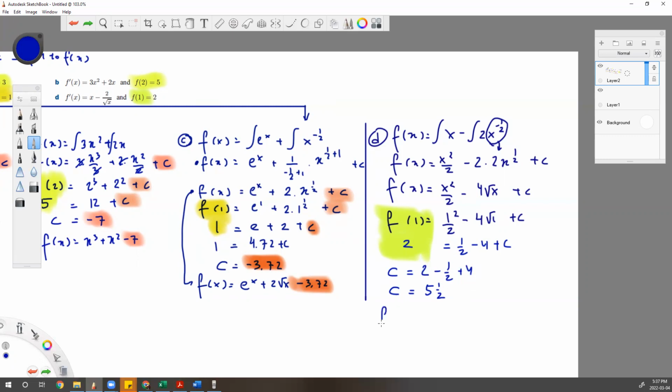So we get the x, we get the c. So back to its original: x squared over 2, or you can just write half x squared. That's more fancy, I think. Minus 4 square root x plus 5.5. Done.